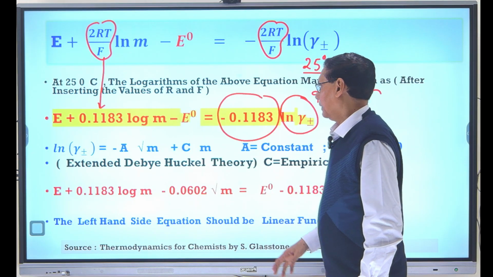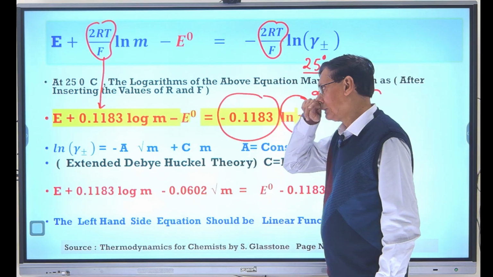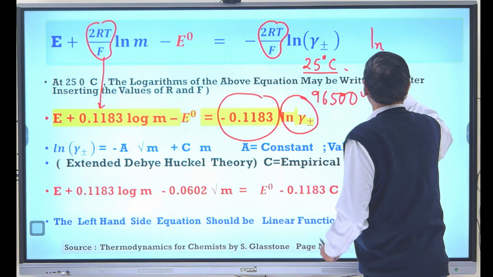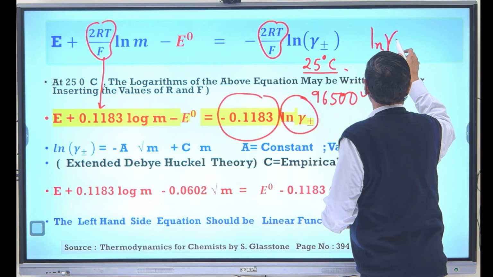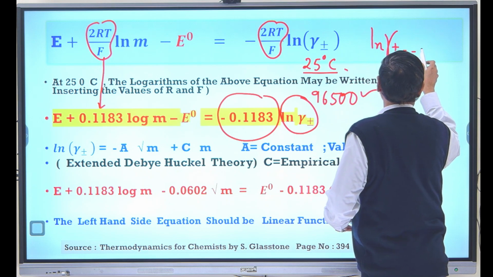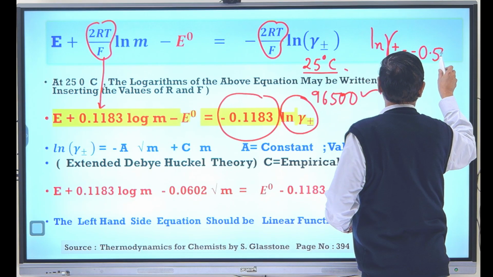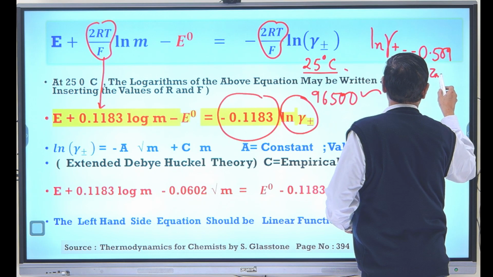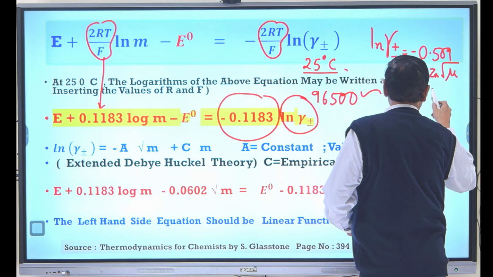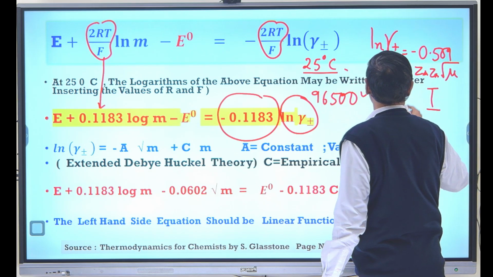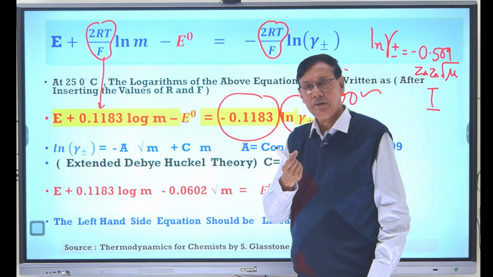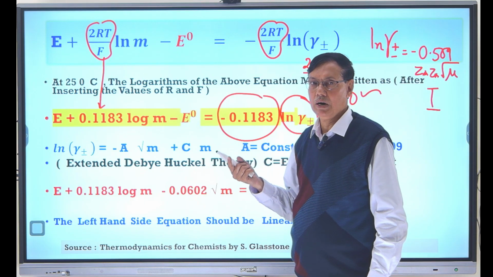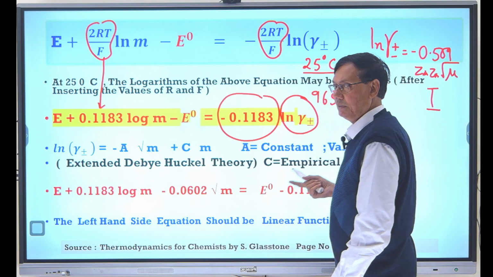So there are two forms. For a normal system, natural log of gamma plus-minus is 0.509 ZA ZB under root of mu, the ionic strength. Here Z is 1 for the hydrogen ion, so univalent, valence 1 multiplied by 1 for the chloride ion.